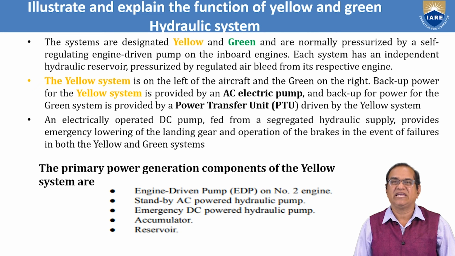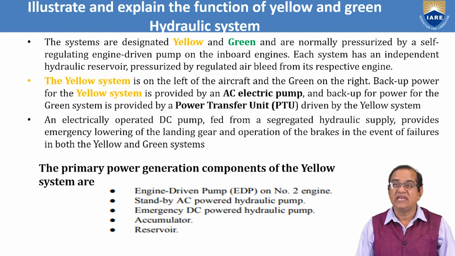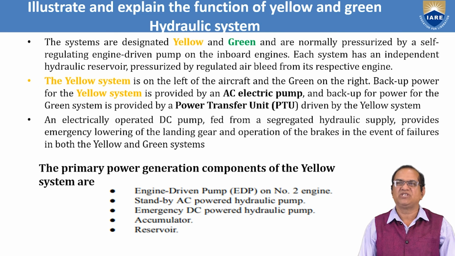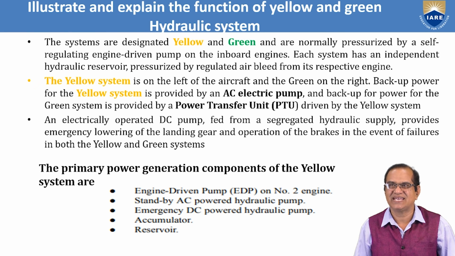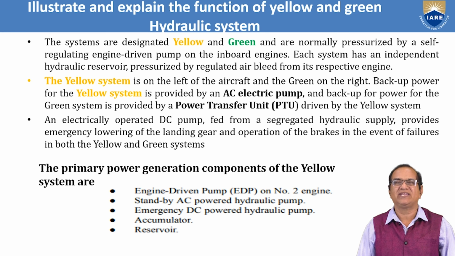Backup power for the yellow system is provided by an AC electric pump, and backup power for the green system is provided by a power transfer unit. So for the yellow system it is an electrical pump, and for the green system it is a PTU driven by the yellow system. An electrically operated DC pump fed from a segregated hydraulic supply provides emergency lowering of the landing gear and operates the brakes in the event of failure in both the yellow and the green systems.